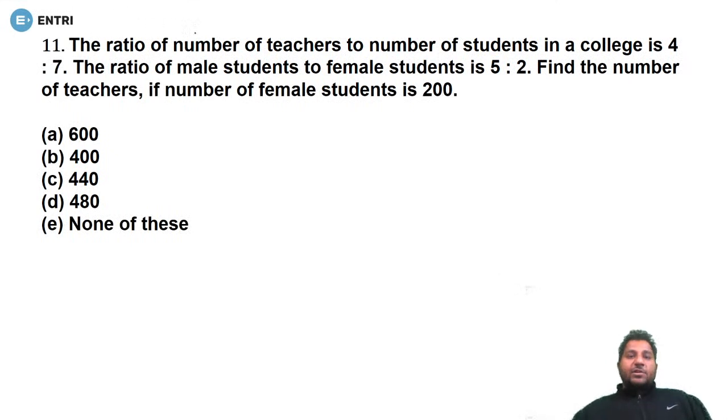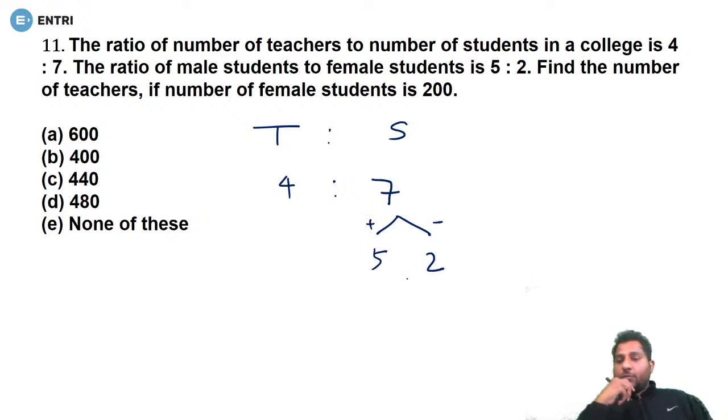The ratio of number of teachers to number of students has been given as 4:7. The ratio of male students to female students has also been given as 5:2. Find the number of teachers if the number of female students is 200. Now tell me, who will tell me the answer of this question first?